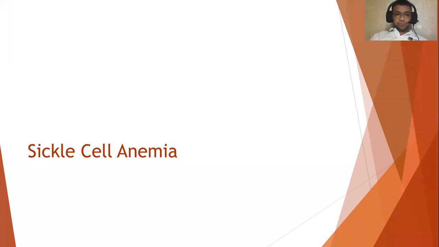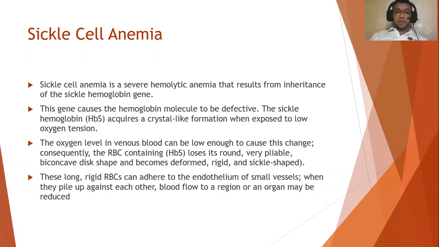With regards to sickle cell anemia, it's a severe hemolytic anemia that results from inheritance of the sickle hemoglobin gene. So, this one is inherited by children. And this gene causes the hemoglobin molecule to be defective.